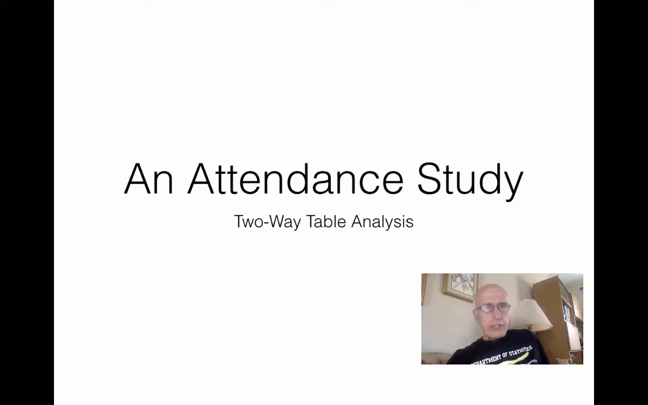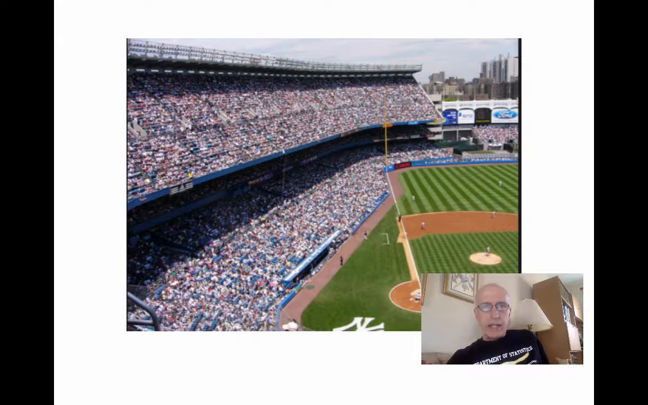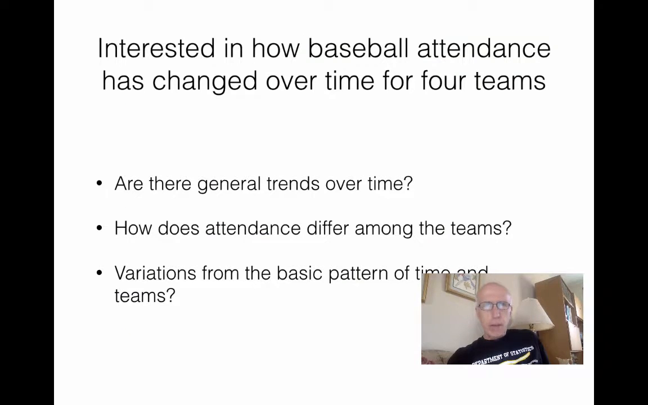Okay, interested in looking at baseball attendance, and here's a picture of a baseball stadium in the crowd. We'd like to understand some of the patterns of attendance. For example, we're interested in how baseball attendance has changed over time. We're also interested in comparing the average attendance for four different baseball teams. And once we understand the general trends in time and between teams, we can look for the things that deviate from those patterns, which will be the residuals.